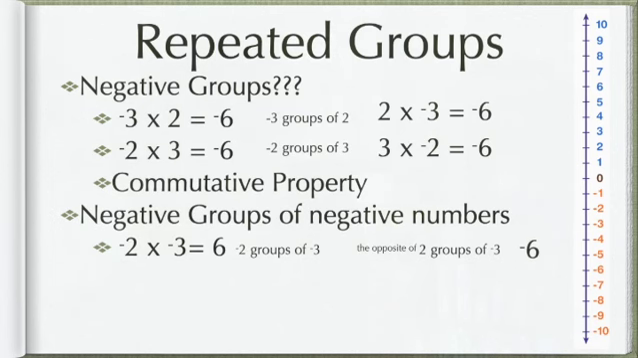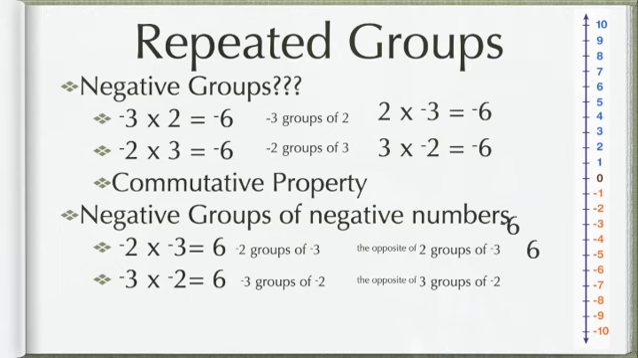Negative means the opposite. So we're going to look at it as the opposite of 2 groups of negative 3. Well, we already know that 2 groups of negative 3 is negative 6. Thus, the opposite of it would be positive 6. So negative 2 times negative 3 is the opposite of 2 groups of negative 3, so it's positive 6. Looking at the last one there too, negative 3 times negative 2 is also positive 6, because those same negative groups are still the opposite of 3 groups of negative 2. And we already saw that 3 groups of negative 2 is negative 6. The opposite of that is positive 6.